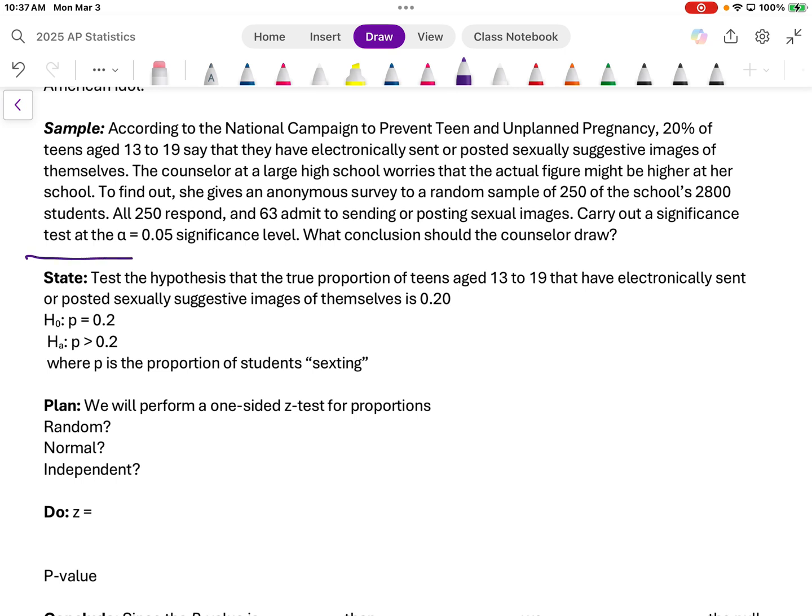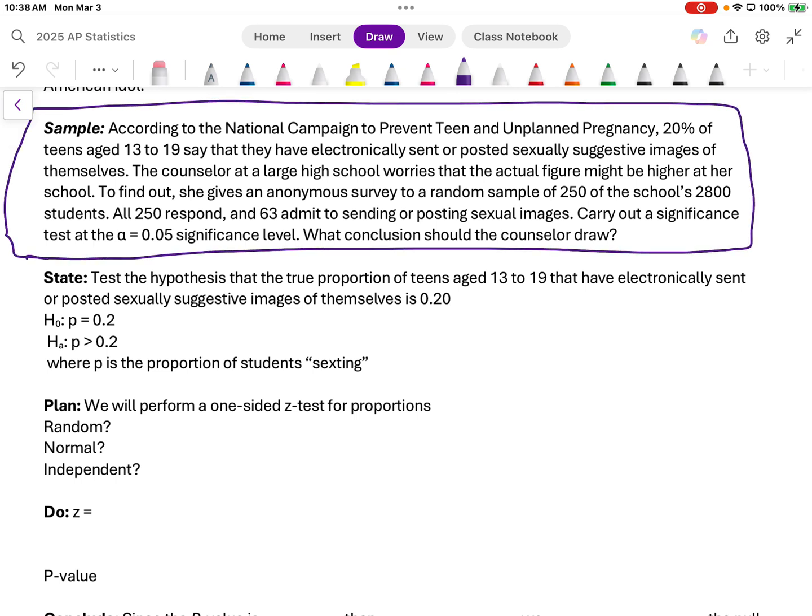Typically, this is all we see on a free response question. We just see that, boom, and they ask you to go ahead and carry out a significance test. So this is where I would recommend writing down the 4 words: state, plan, do, conclude, and giving some room. Then in the state phase, we would say, okay, what do we want to do?